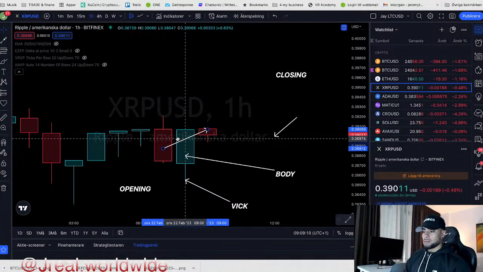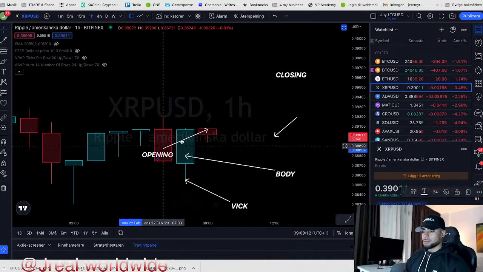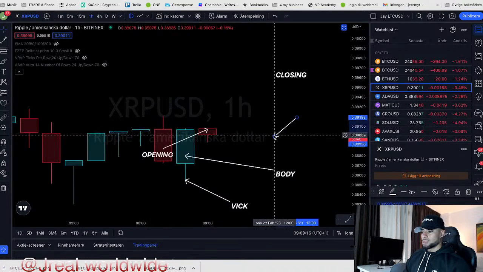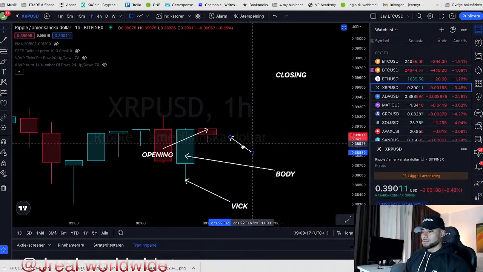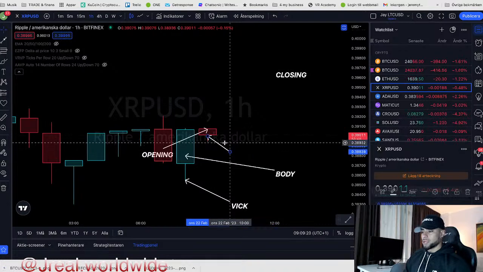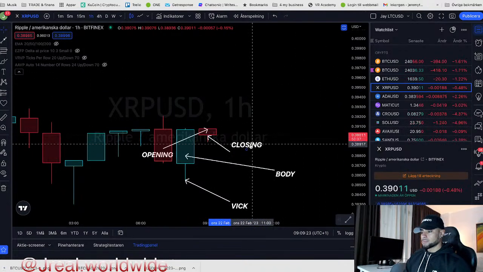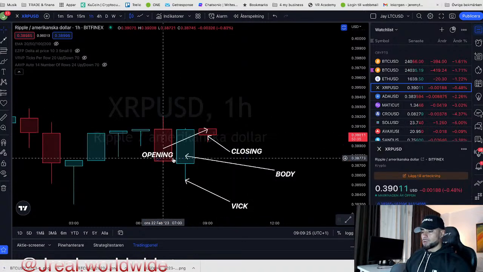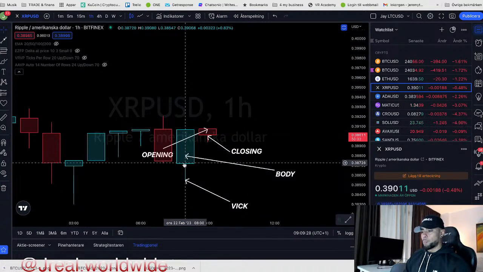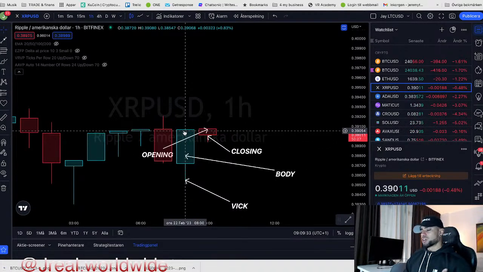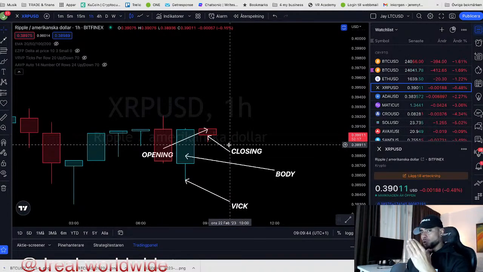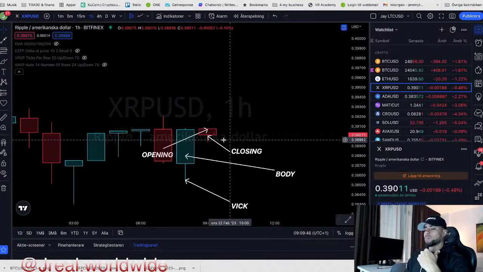Opened here. And closed here. All right. So the green candle, the bullish candle, opened down here and closed up here. That means for it to be a bullish candle, it has to close at a higher price level, at a higher price target than it opened. So it closed more expensive basically than it opened.